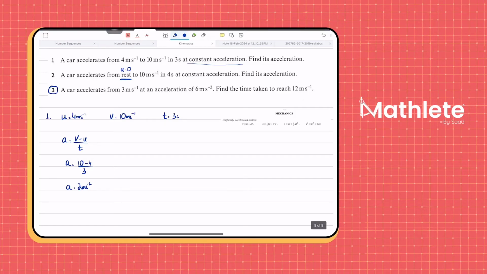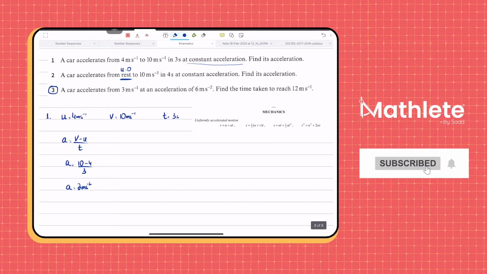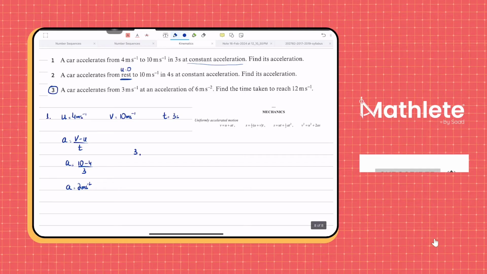Okay, anyone who has the answer to number 3? Three seconds. All right, let me check.